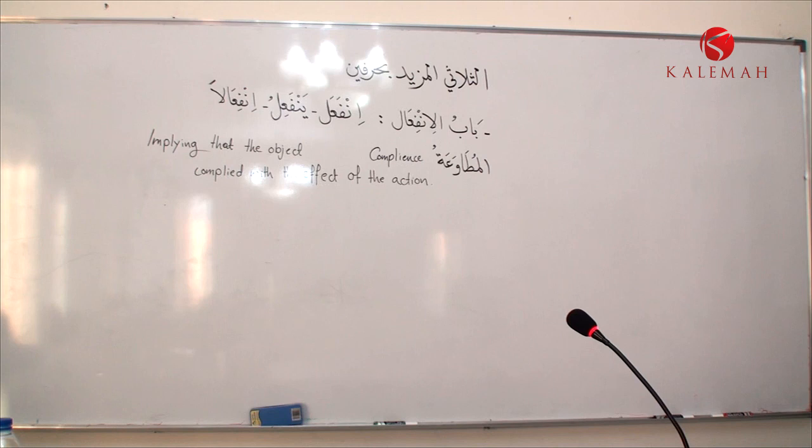Okay. Now, here, what you want to show is not what you did by this form of verb, but what you wanted to show is that the glass accepted the effect of this action of yours, which is the action of breaking, the attempt of breaking. So the glass accepted it and took the effect. And what happened to the glass? It broke.